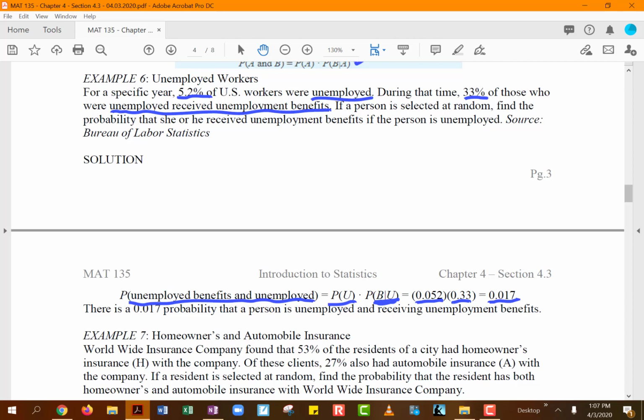0.017, right? So again, that's a pretty small probability where we are saying a person who is unemployed and receiving unemployment benefits is only 0.017, or basically if you convert it to a percent, approximately a 1.7% chance that they would be unemployed and receive unemployment benefits, right?